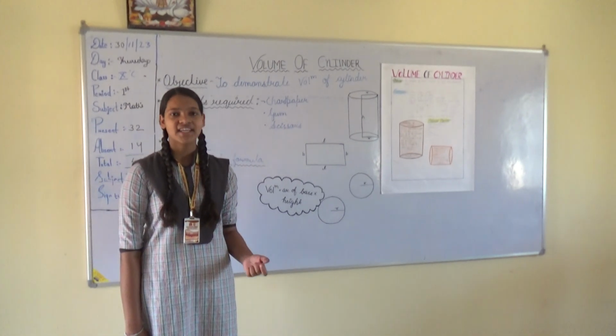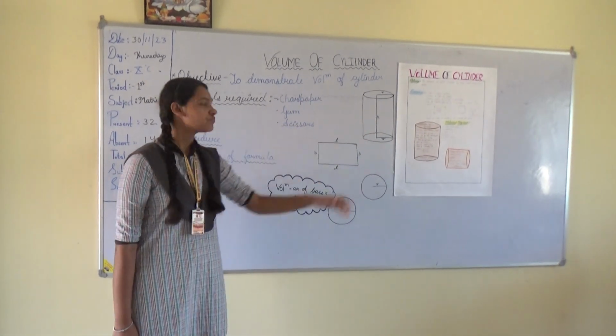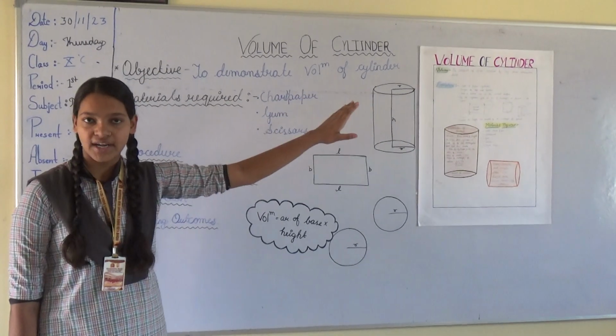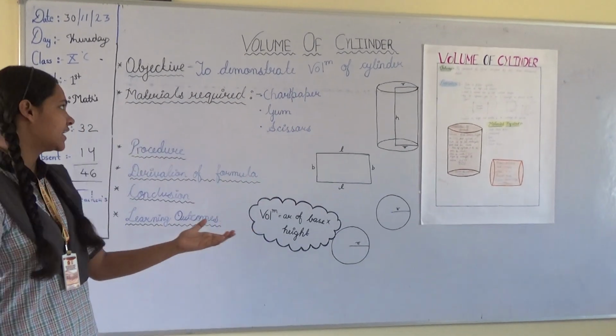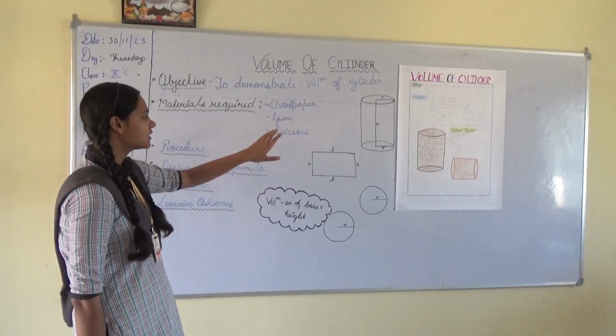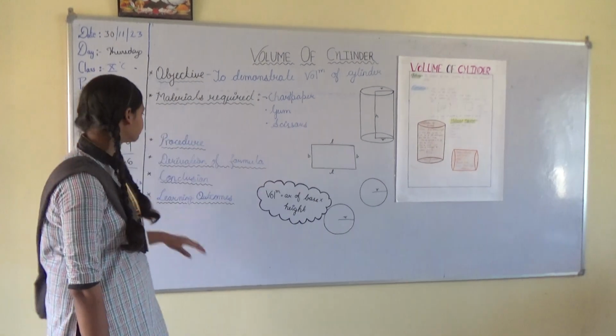I am Varsha Kumari standing in front of you to demonstrate the formula for the volume of a cylinder. The objective of this activity is to demonstrate the formula for the volume of a cylinder with a given height and base radius. The materials required to perform this activity are chart paper, gum, scissors, a cardboard, a pencil, and a ruler.